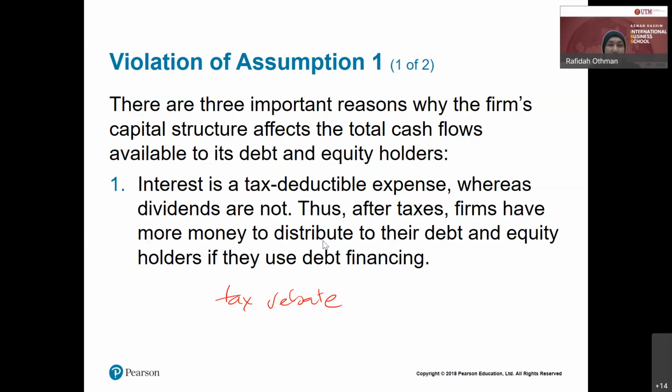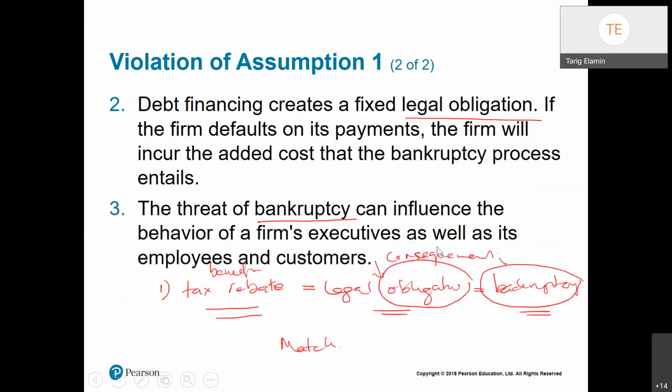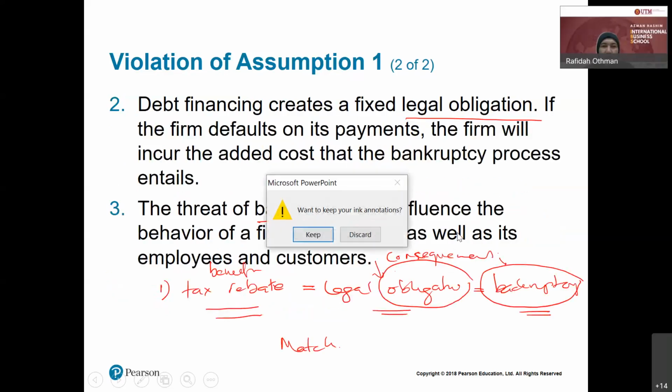Okay, let's see the price. So how do we calculate our price? P0 equal to D1 over R minus G, correct? Is it correct? Yes. Okay. So now, let's assume D1.